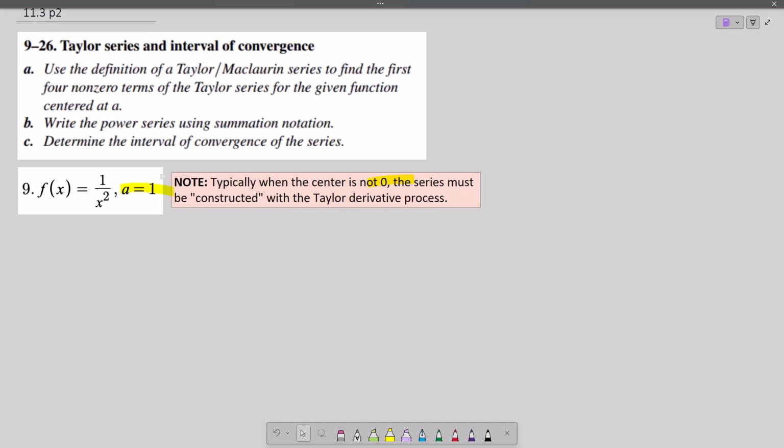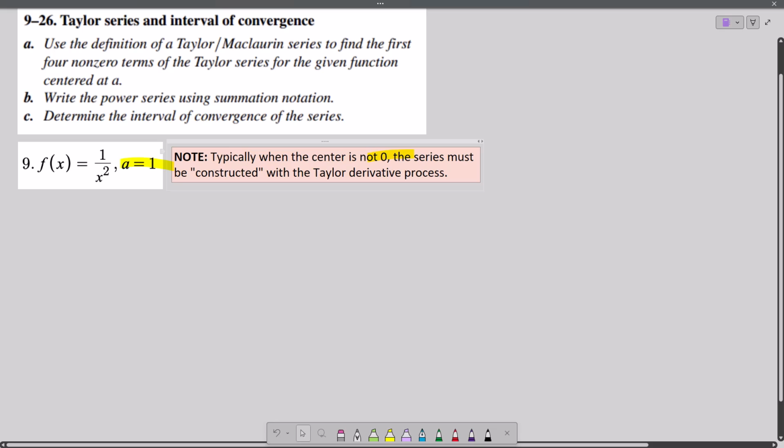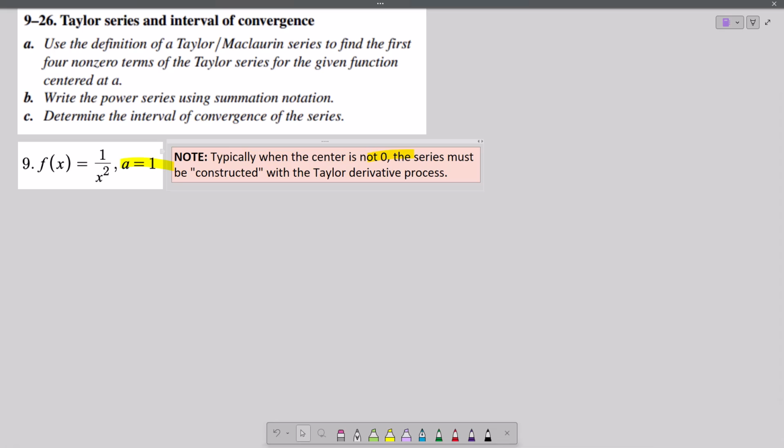If you are asked to find a power series not centered at the origin, break out the hammer and nails and just start building it. Build it by taking derivatives and forming the coefficients. So if it's not centered at the origin, you've got to construct it. There's not this substitution shortcut method that we have been doing all morning.